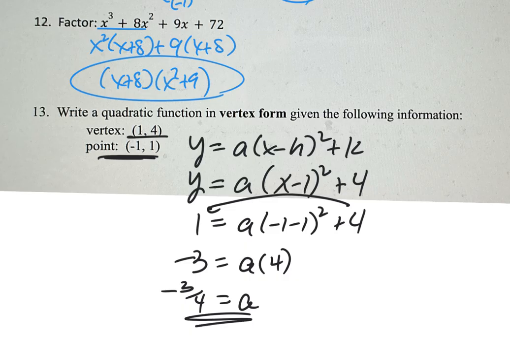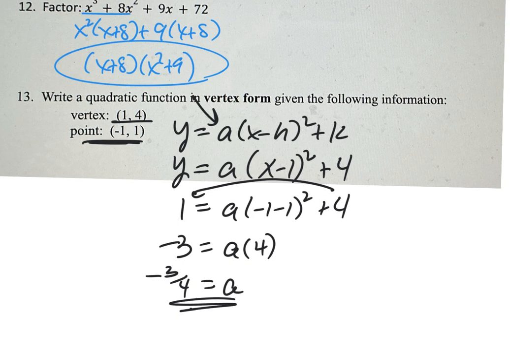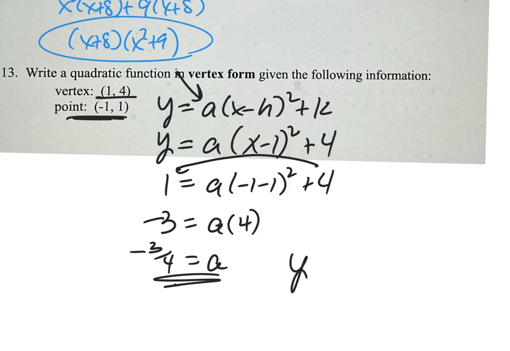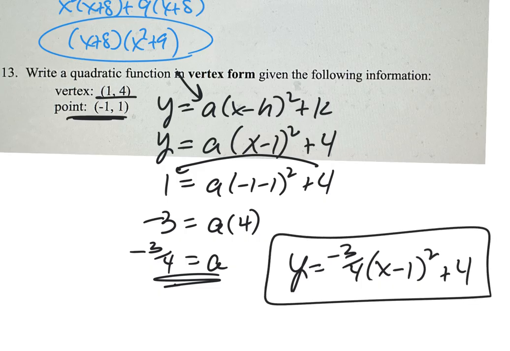Now, that's not the answer, but I'm going to put that a right where it goes in here to write my answer down, and it's going to look just like this. It's going to say y equals a, which is negative 3/4, x minus 1 squared plus 4. Vertex is in there. I found the a using the other point. Good to go.